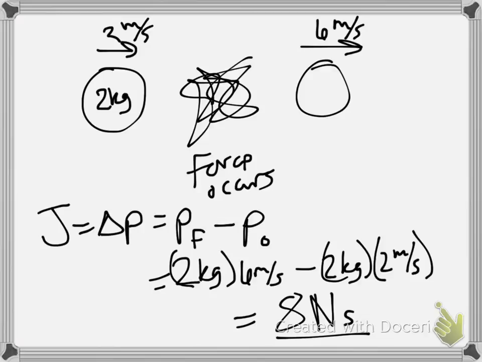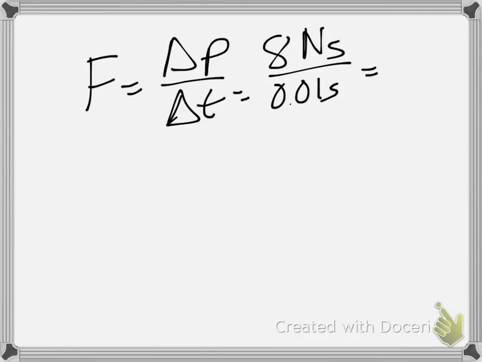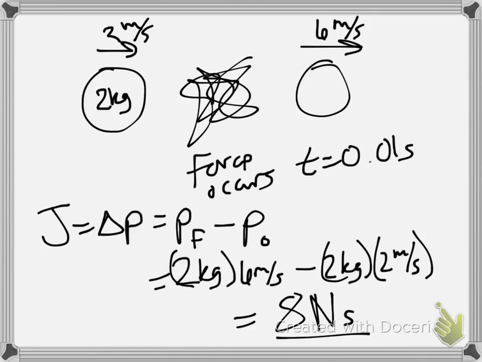All right, now let's say that force occurred over a time period of 0.01 seconds, so 1/100th of a second. So how do we figure out how much force there was? Well, we know force is change in momentum over change in time, so that would be 8 newton seconds divided by 0.01 seconds, or 800. And you can see the seconds will cancel out. So that means it took 800 newtons, for a time of 0.01 seconds, to get an object moving from 2 meters per second to 6 meters per second.